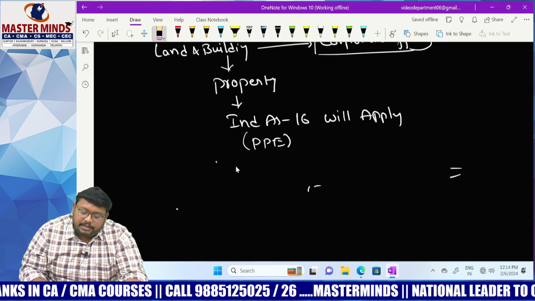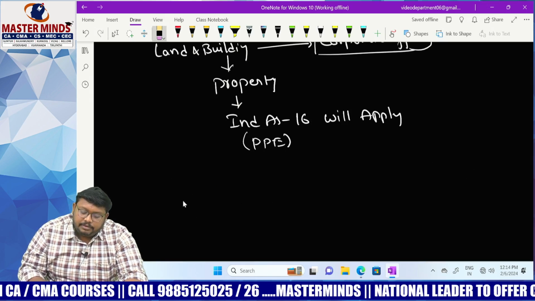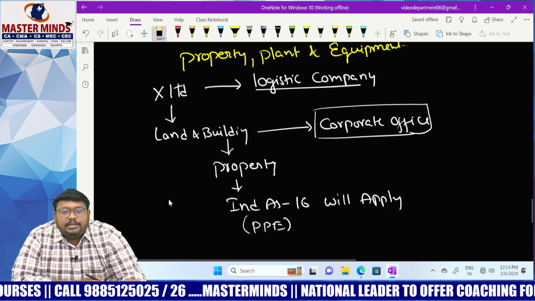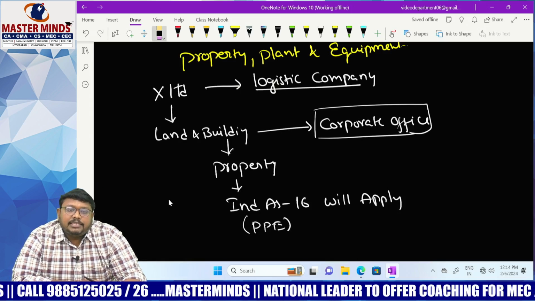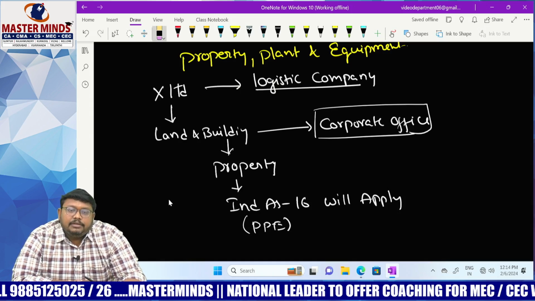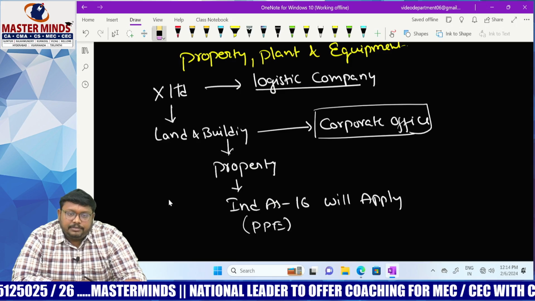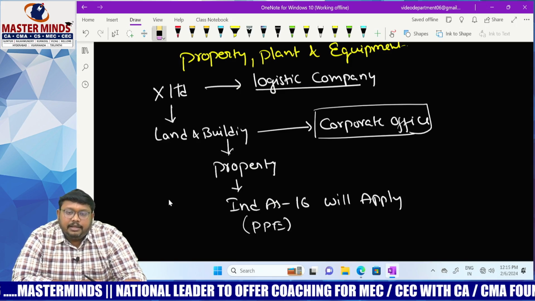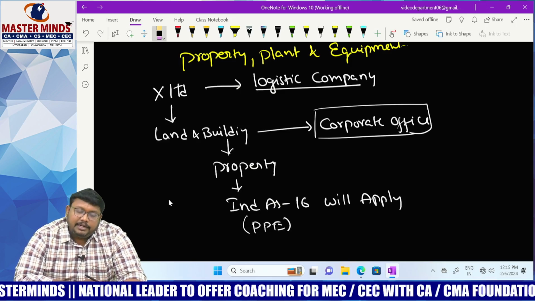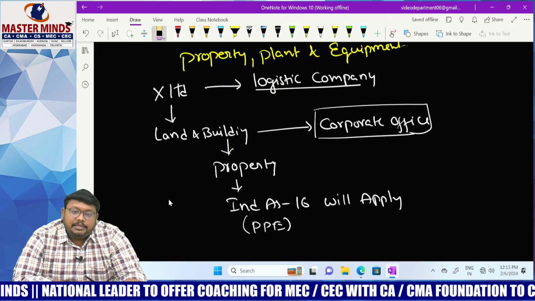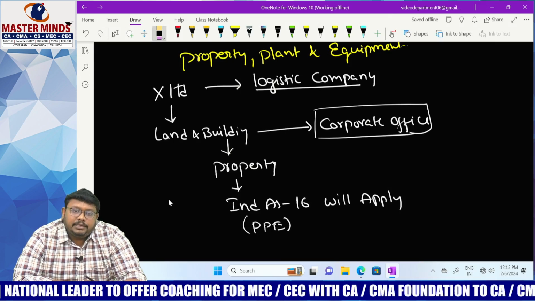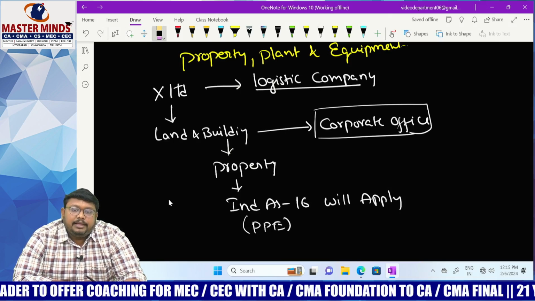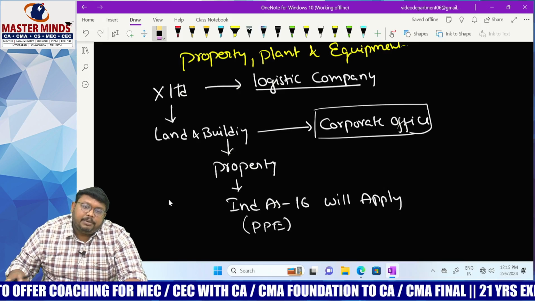Here you have to tell me that X Limited is a logistic company. Logistic company means they have to do logistic operations and transportation services. For that, they want one corporate office. So they purchased one land and building and they are using that land and building for a corporate office. Then here land and building is a property. It will come under Ind AS 16, because they are using this property for business purpose.